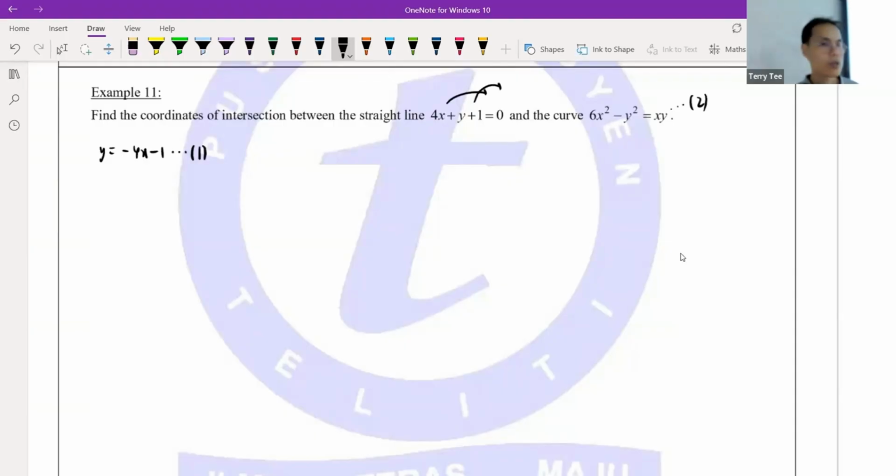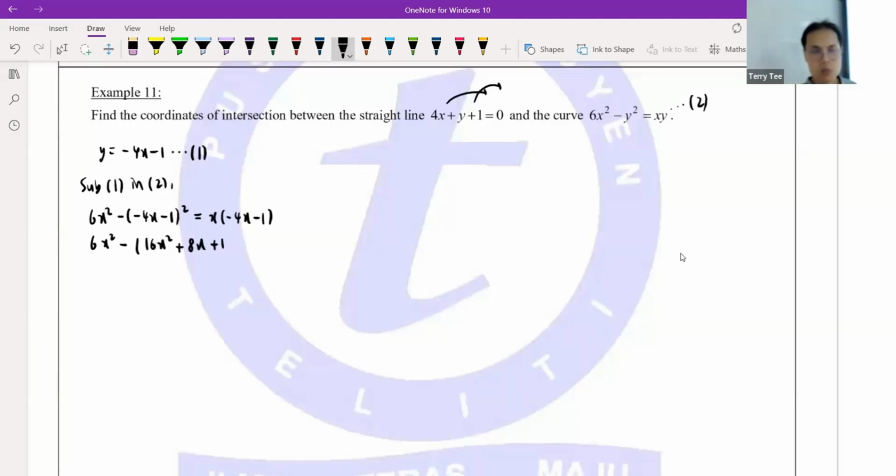This will be my equation 2. I sub equation 1 inside equation 2. The moment you sub in, you don't write y anymore. You write minus 4x minus 1. You square it, equate it with x minus 4x minus 1. Now, the next thing is, let's expand this bracket. Negative 4, if I square it, this is positive 16x squared, positive 8x, and then plus 1.